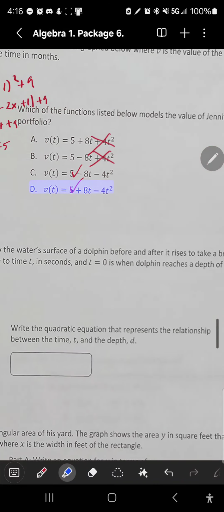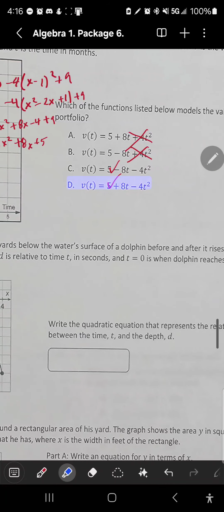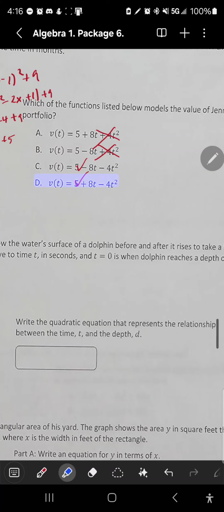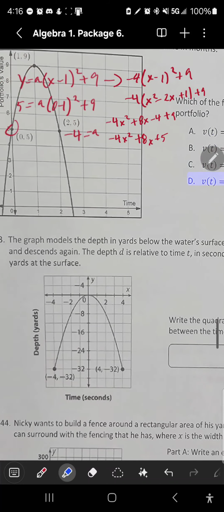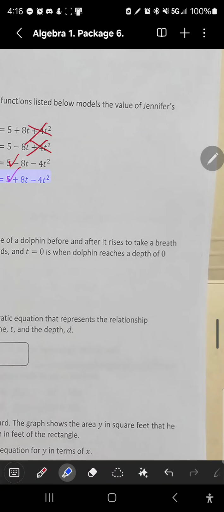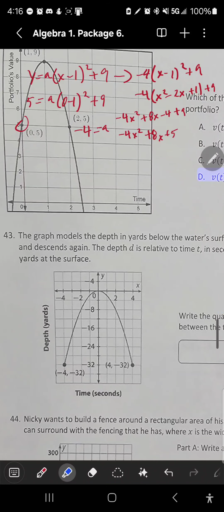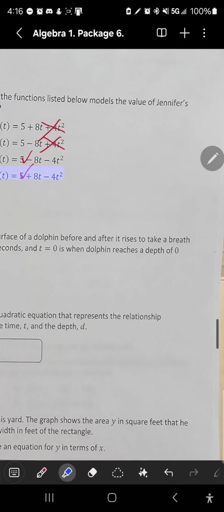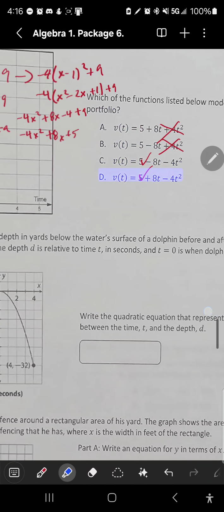Okay, write a quadratic equation that represents the relationship between time and depth. We basically need to write the equation. They don't specify in which form they want the equation, so let's read just in case. The graph models the depth in yards below the water surface of the dolphin before and after it rises to take a breath.